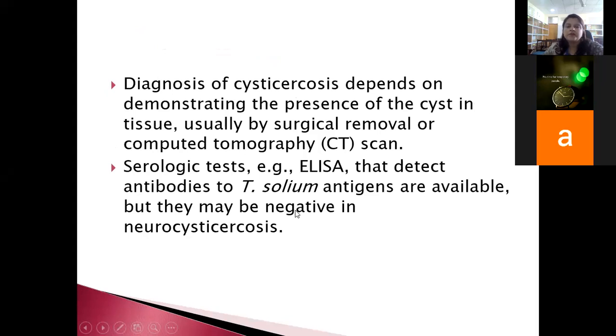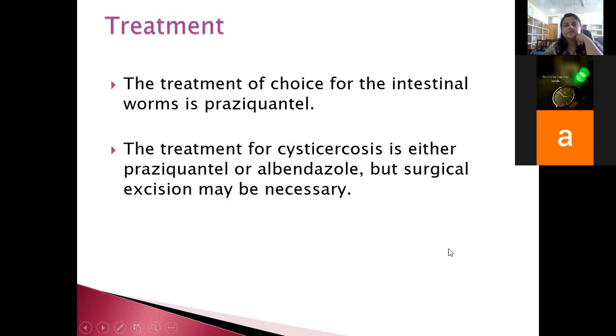Diagnosis of cysticercosis depends on demonstrating the presence of the cyst in tissue, usually by surgical removal or CT scan. On CT scan, you can see that cyst. The serological testing is ELISA, which detects the antibodies against solium, but they may be negative because in neurocysticercosis you are unable to see the findings.